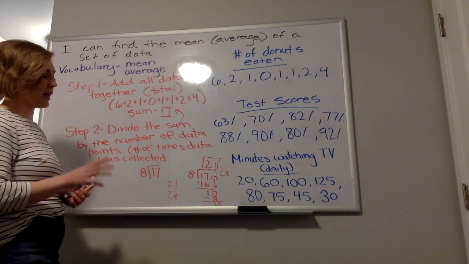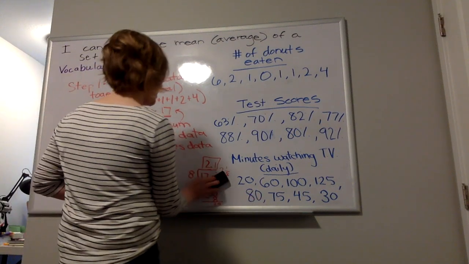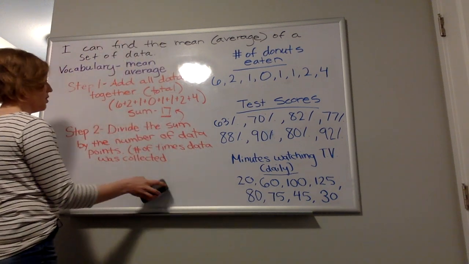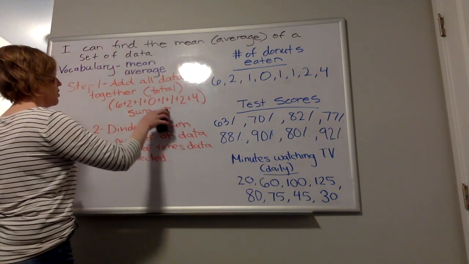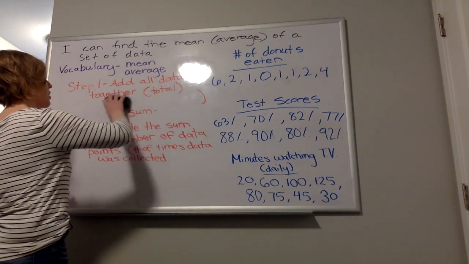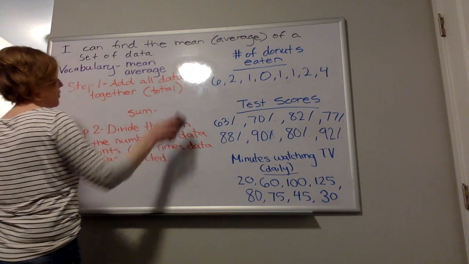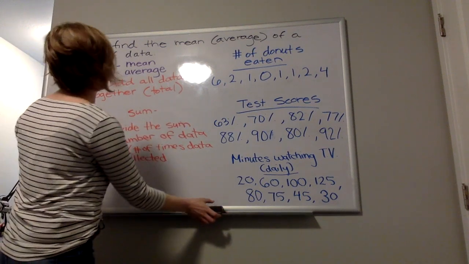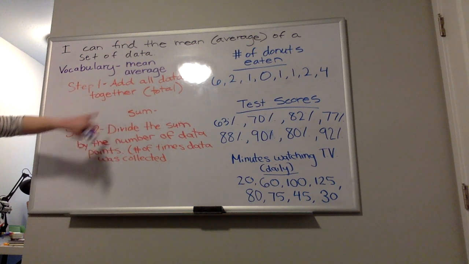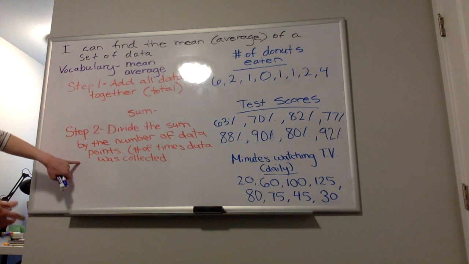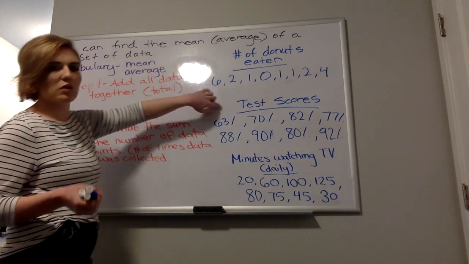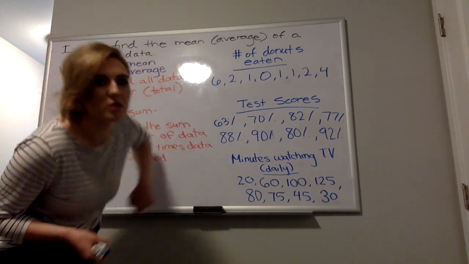We're going to try this again following these same steps, so I'm just going to erase this part, and this part. We're going to add all the data together, get that total, and then divide the sum by the number of data points that there are. We're going to do the same thing with this next set of data, which is test scores.